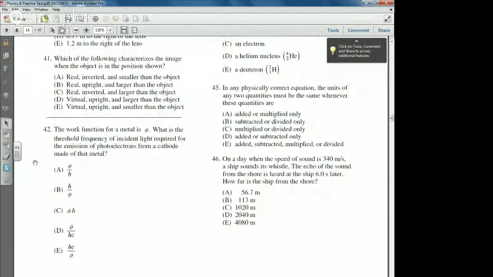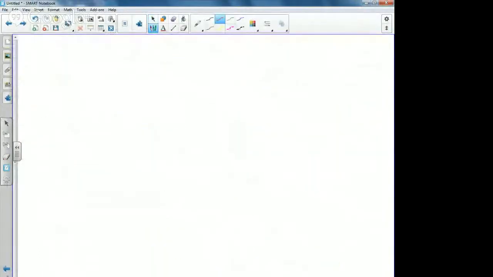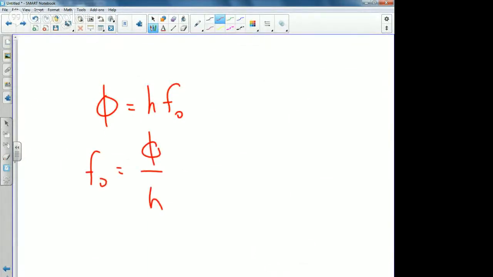42 is a ridiculously easy question. They ask what the threshold frequency is. If you knew that, you knew the answer. There you go.